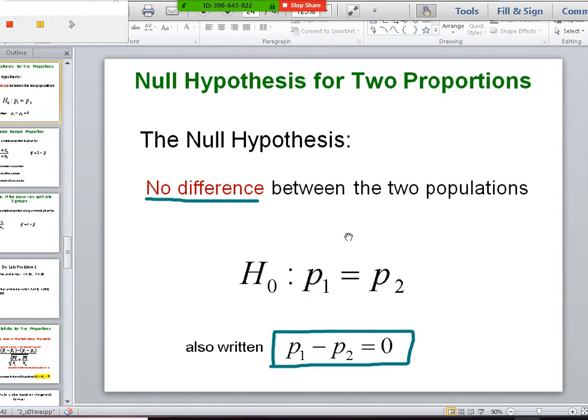So you can use this for your H naught. Alternatively, you could write it like this as well. But this will come into play when we get to our test stat. We'll talk about that later.